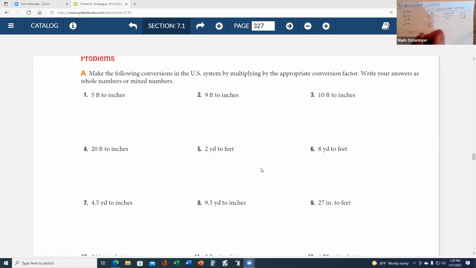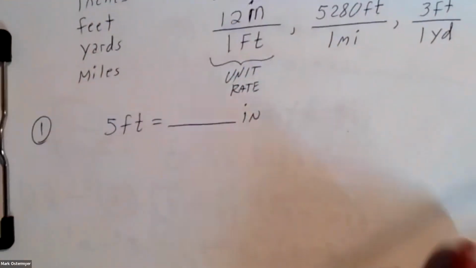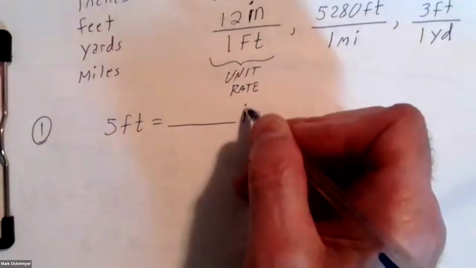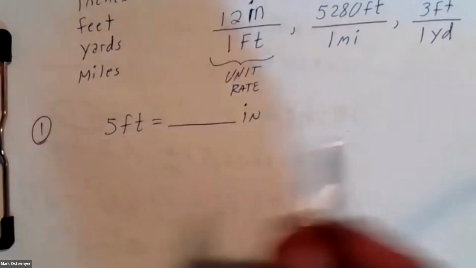5 feet to inches. I'm going to show you what's called the dimensional analysis way of doing unit conversions here. We want to go from feet to inches, correct? So here's how we do it.